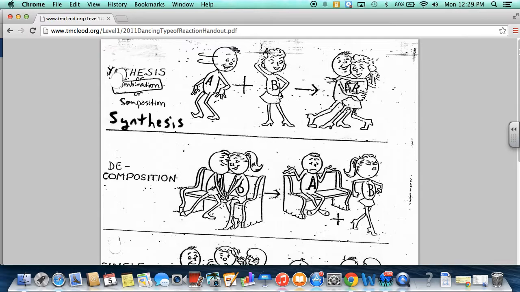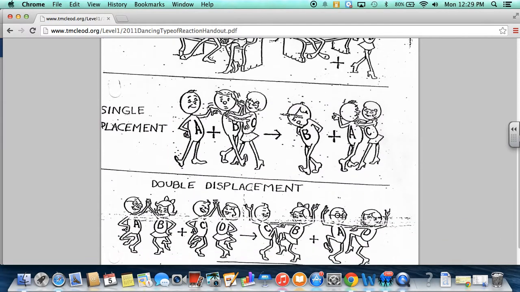Next one is single replacement. Here what you would see is an element plus a compound on the reactant side forming an element and a different compound on the product side. So the important thing there is the fact that only one side of the compound is changing. In essence, you're getting an element and a compound forming an element and a compound. Not the same ones, but different ones.